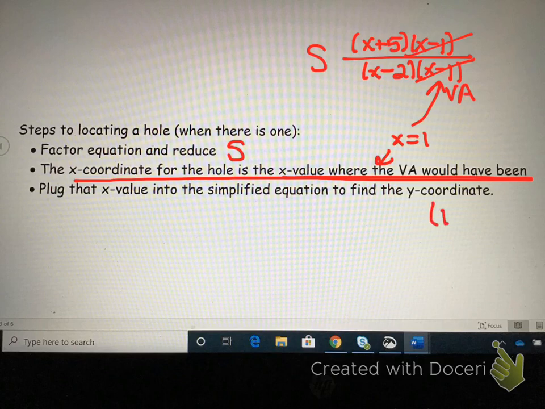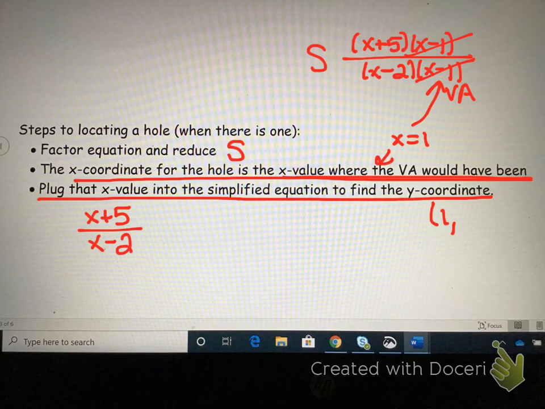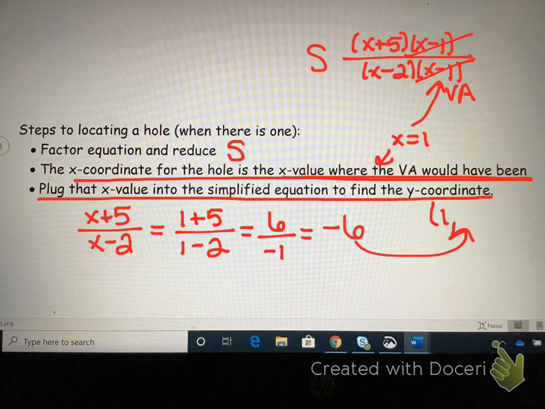Okay, so our x-coordinate would be 1. And then we take that x-coordinate and plug it into our simplified equation to find the y-coordinate. Our simplified equation is now just x plus 5 on top and x minus 2 on bottom. So I would plug x equals 1 into this equation. If I plug the 1 in here, I get a 6 on top and a -1 on bottom. And so the y-coordinate would be -6. And that would be where I would plot my open circle, or my hole. Okay?